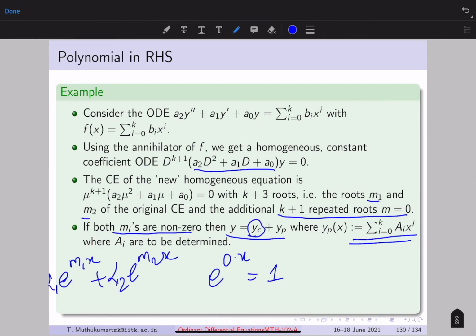And how many such solutions? You should have k plus 1. So you start with 1, then take x power 1, x square. These are all linearly independent. You need a total of k plus 1, so you go up to x to the k. That's what I've done here. So it's a linear combination of these, and these coefficients ai are what we need to determine.